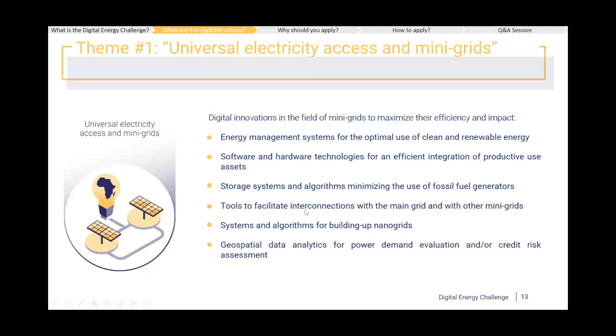So, for example, your project could be around energy management systems for the optimal use of renewable energy. So some digital tools that help the integration of renewable energy in mini-grids. It could also be some algorithms that efficiently integrate some productive use assets into a mini-grid system. It could also be some storage systems and algorithms to minimize the use of fossil fuel generators in some mini-grids. And you also have some tools to facilitate interconnections between the national grid and your mini-grids. It could be a tool to analyze some geospatial data for power demand evaluation for these mini-grids. So you have a lot of different tools that could be developed around that theme, which encompasses all the mini-grid aspects.